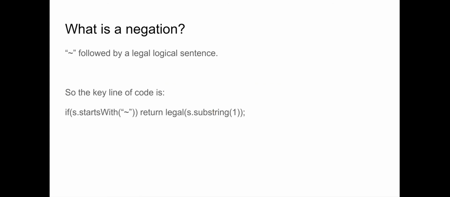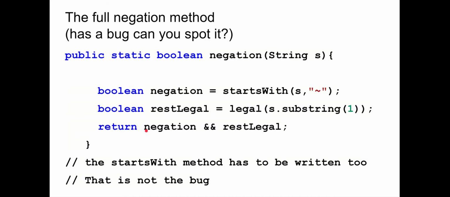Remember, what is a negation? A negation is a tilde followed by a legal logical sentence. So the key line of code that we want to write asks, if S starts with a tilde, then we're going to return whether or not the substring, the rest of the logical sentence, S.substring(1), is legal. It feels like we're using the method that we're writing, but we're not writing legal anymore. We've already got that done. So all we really need to do is write the startsWith method.